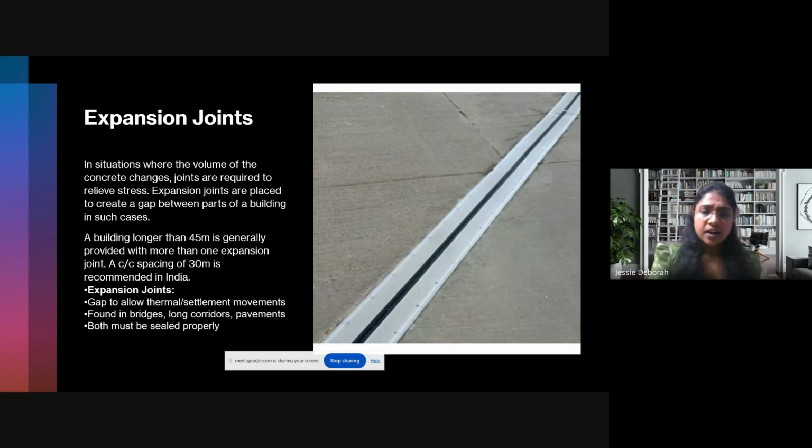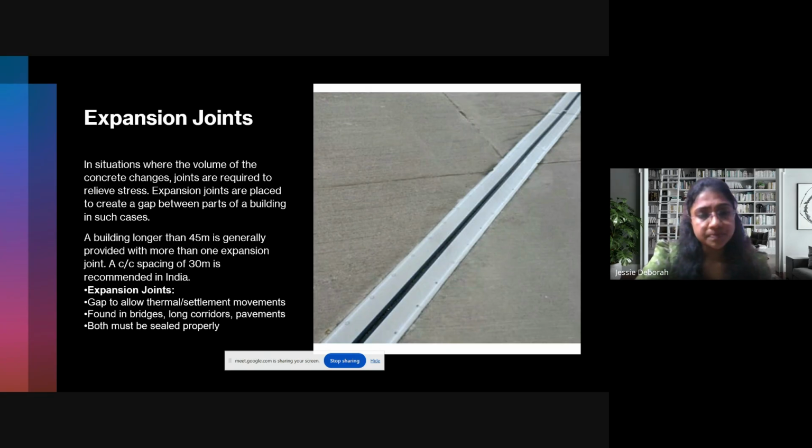Okay, so according to the IS code, what is recommended is a center to center spacing of 30 meters, okay, is recommended in India. So beyond 30 meters, if you are going to construct anything, you have to provide an expansion joint. But usually, a building longer than 45 meters is generally provided with an expansion joint.